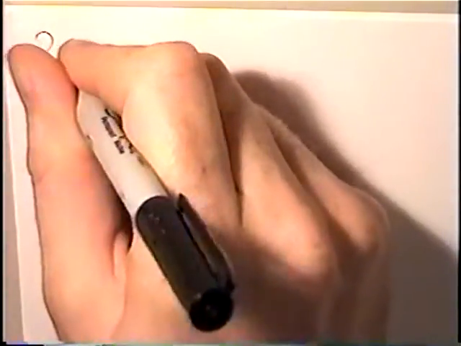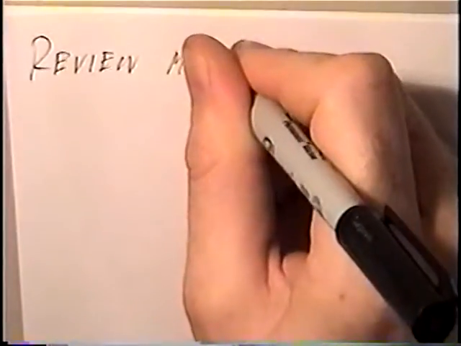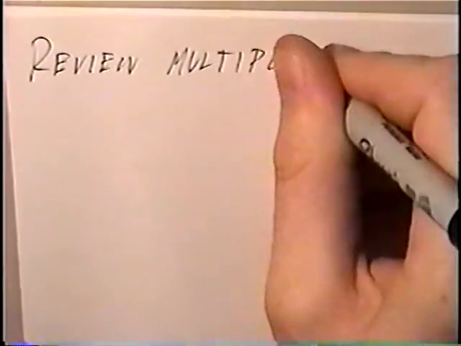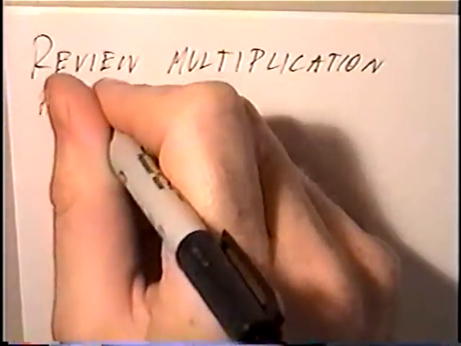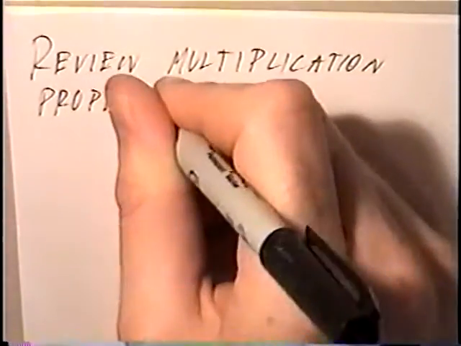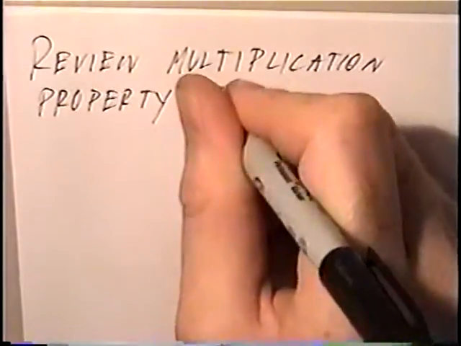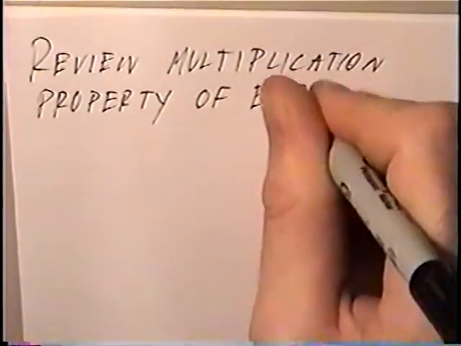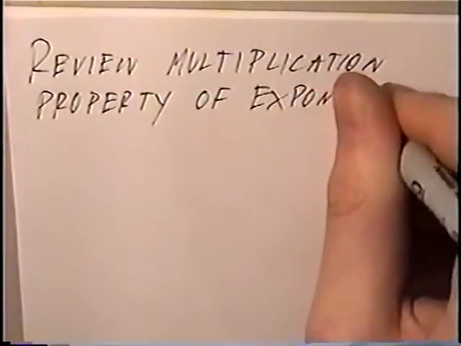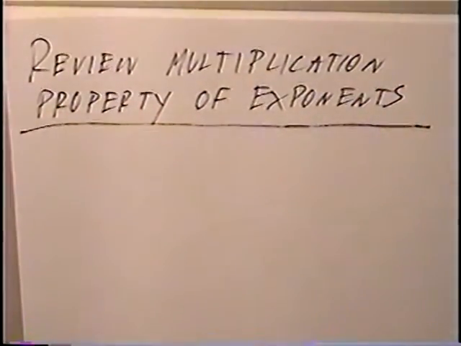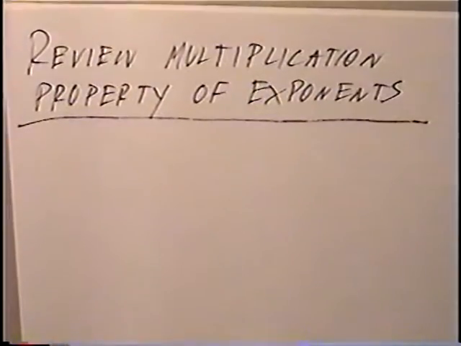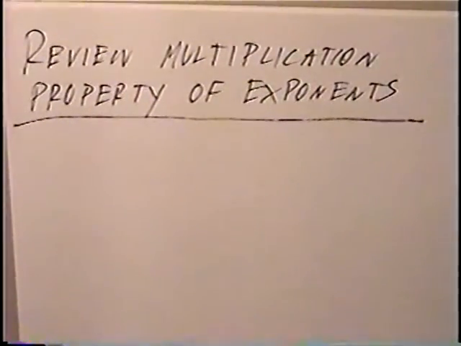Title of the first section is Review Multiplication Property of Exponents. In this section, we'll review the multiplication property of exponents, in which you add the exponents together.